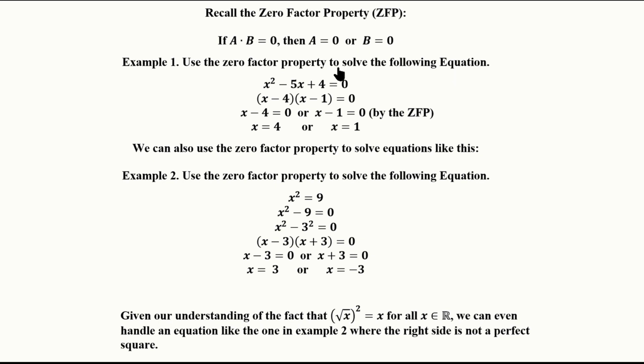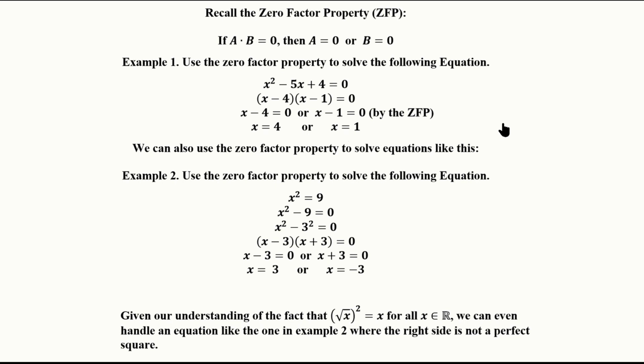So let's go ahead and recall how to use the zero factor property. Here's a simple quadratic equation: x squared minus 5x plus 4 equals 0. As you know, we can factor that as x minus 4 times x minus 1, and the equation becomes that equals 0. Now we apply the zero factor property with x minus 4 playing the role of a and x minus 1 playing the role of b. So we get either x minus 4 equals 0 or x minus 1 equals 0, which of course we can quickly solve to give us x equals 4 or x equals 1.